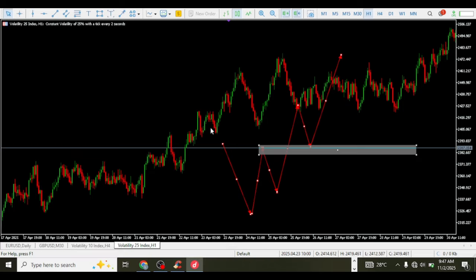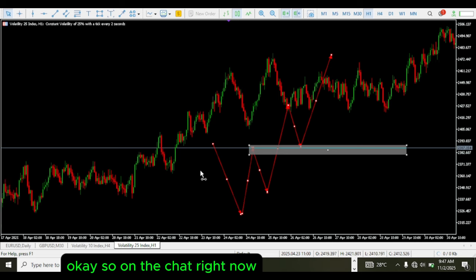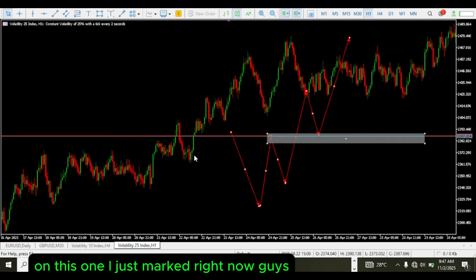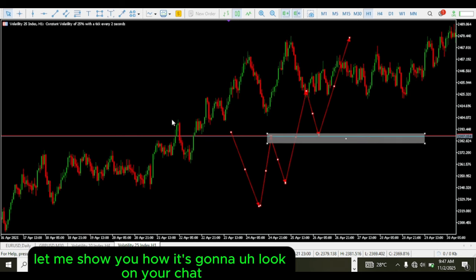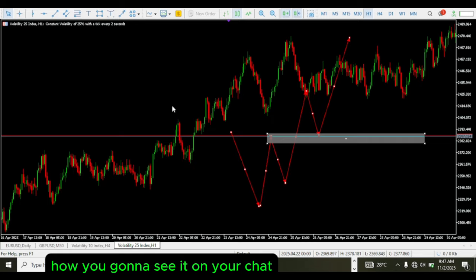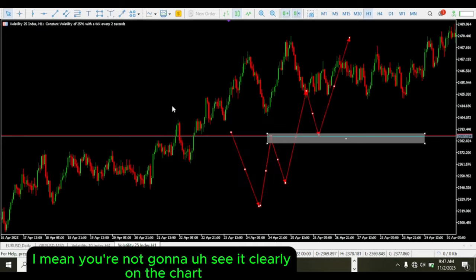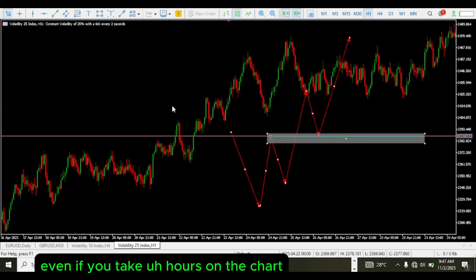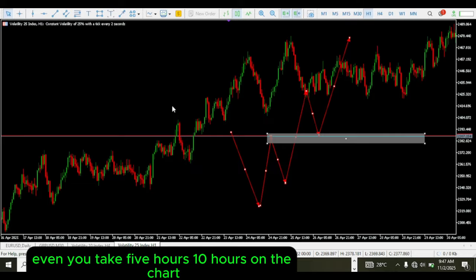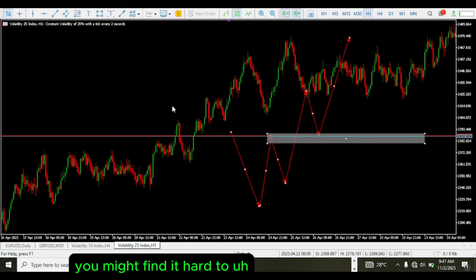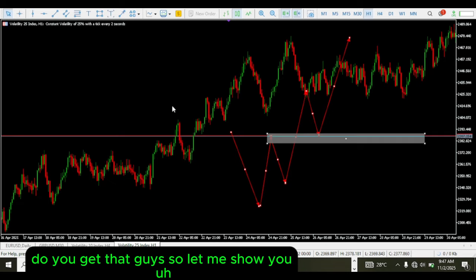Do you get me? Okay, so on the chart right now, on this zone I just marked, guys, this is it. Let me show you how you're going to see it on your chart. Because if you don't know this beforehand, you're not going to see it clearly on the chart. Even if you take 5 hours, 10 hours on the chart, you might find it hard to identify the pattern. Do you get that, guys? So let me show you.